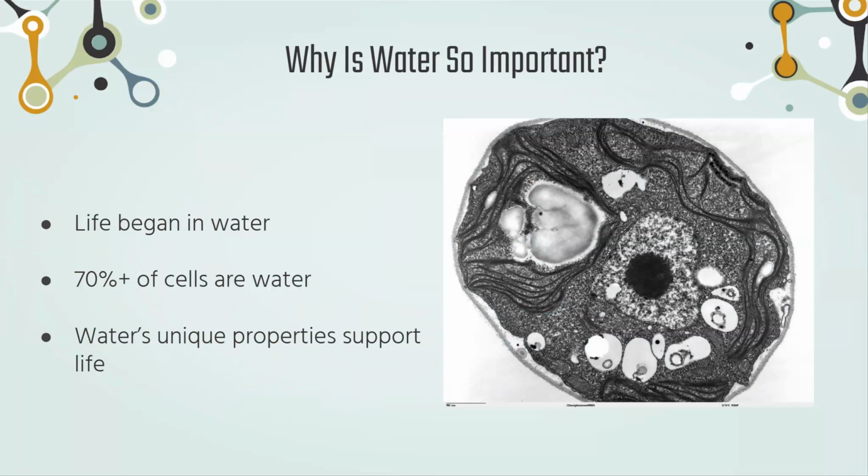70% or more of our cells are made up of water. This is a microscopic image of a cell, and most of the cell is actually made up of water, and we're made up of cells. Water's unique properties support life, and we're going to talk about how in this video.